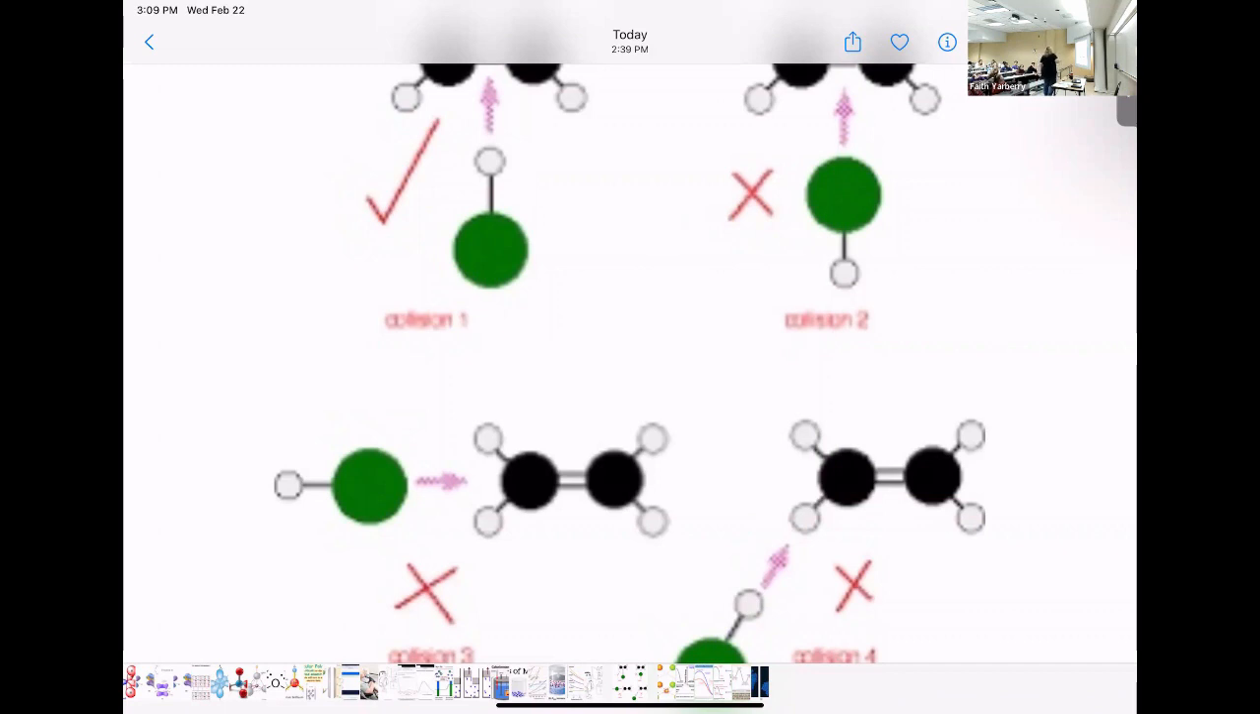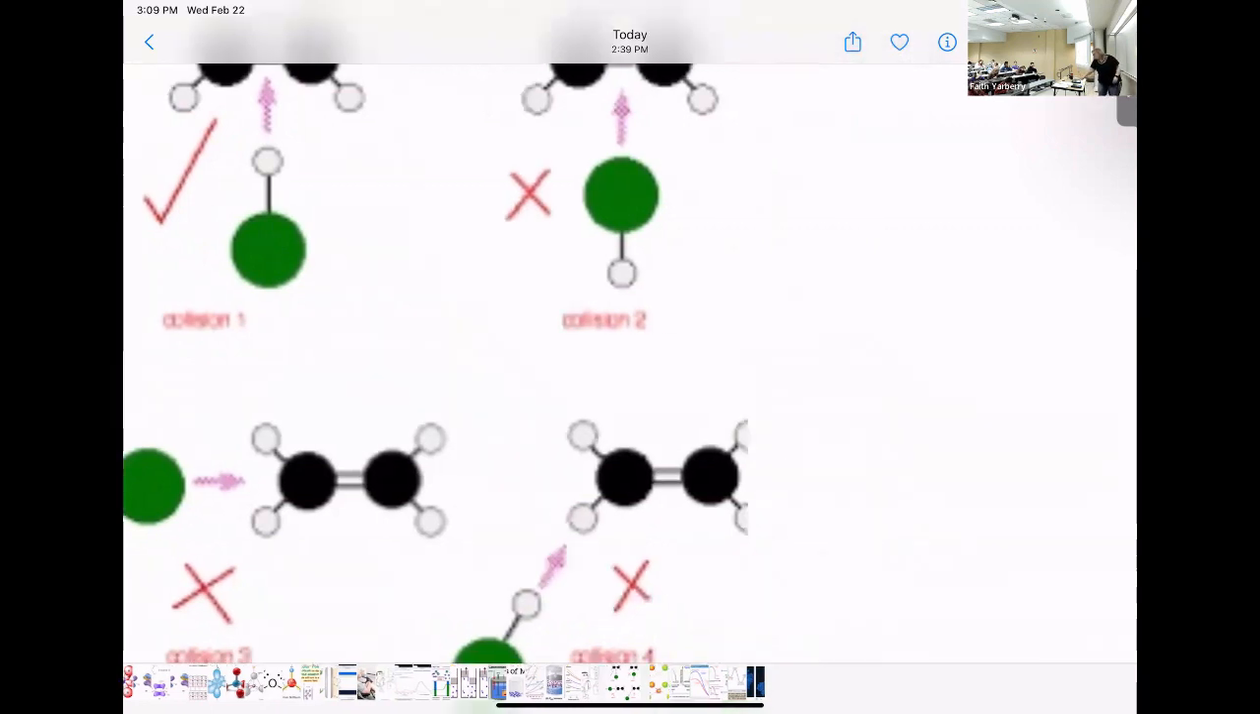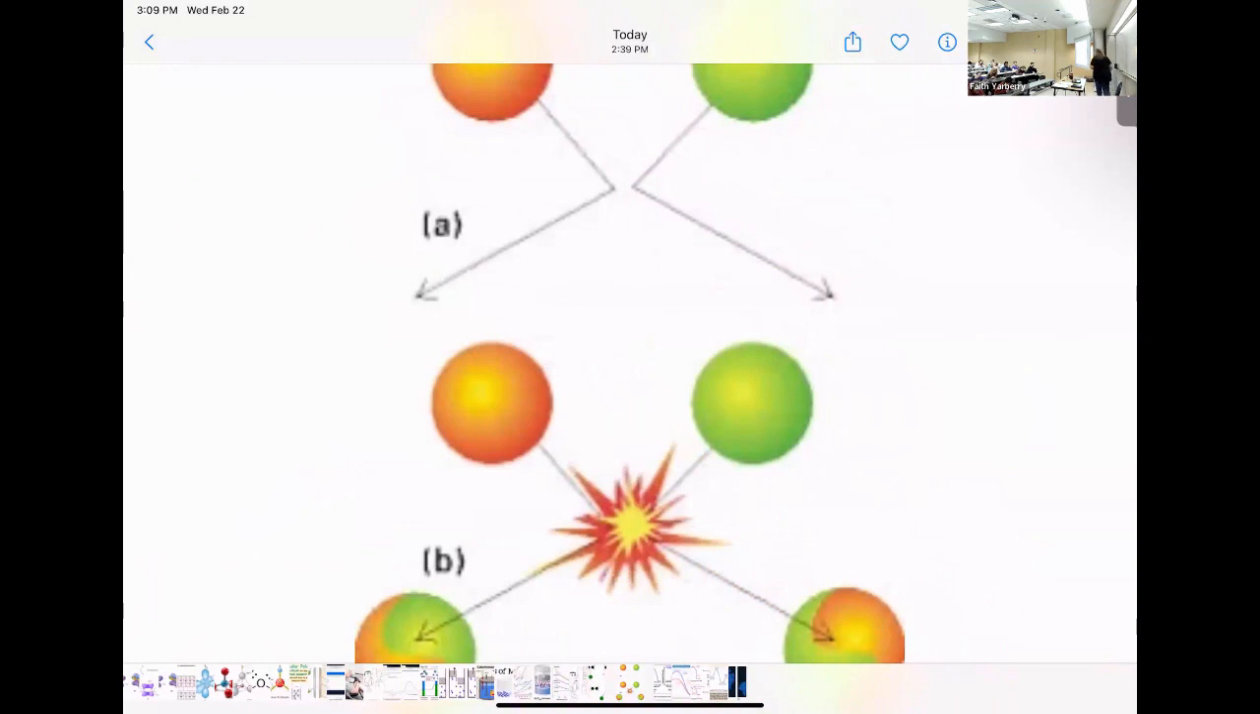So let's face it, if I only have a couple of molecules, they may or may not collide with the correct orientation. But if you put a ton of those in there, there's a pretty good chance that they're going to collide with the correct orientation. You're going to get some collisions with correct orientation. Now, besides the orientation, you also have to have collisions with the correct energy.